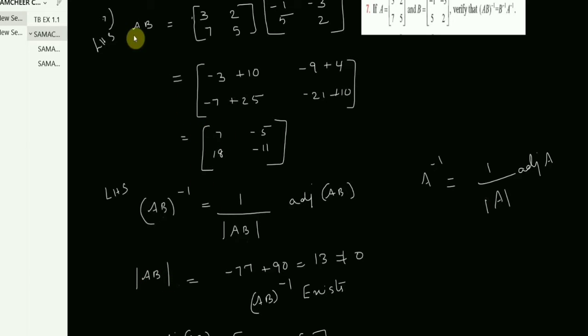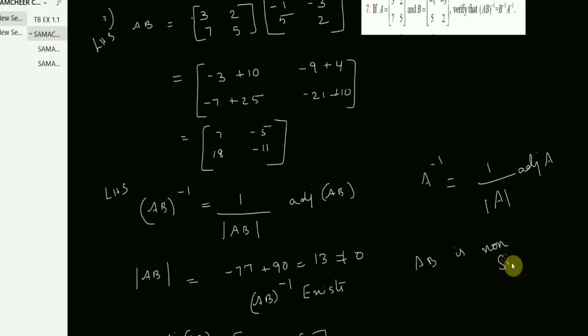So already we found matrix AB. So minus 77 minus 90, that becomes plus 90. Okay, minus 77 plus 90, that is equal to 13, and 13 is not equal to 0. That's very important. Whenever you have to find inverse, you should always write that the determinant is not equal to 0. Therefore, AB inverse exists.